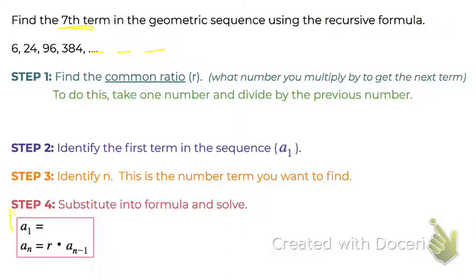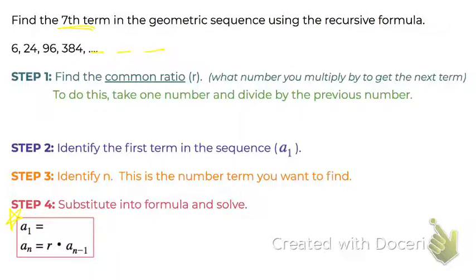So this is the recursive formula. Let's start finding the components to fill it in. So the first step is to find our common ratio. Since it's a geometric sequence, we know that we're multiplying by the same number each time. The common ratio is that number we're multiplying by, and we use the variable r to represent that.